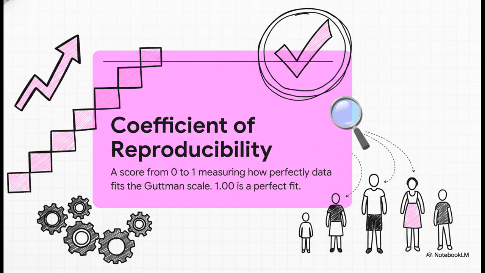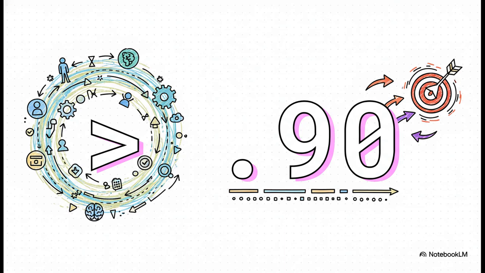Well, scientists actually have a way to measure just how perfect the pattern is. It's got a fancy name, the coefficient of reproducibility, but all it is really is a score between 0 and 1. A perfect 1.00 means your data fits that stair-step shape flawlessly. And this is what's so wild. When researchers run these studies on cultural evolution, the score they get is almost always above 0.90. Think about that. That means the pattern is over 90% accurate. That is an incredibly strong signal telling us that no, history is not just a bunch of random events.